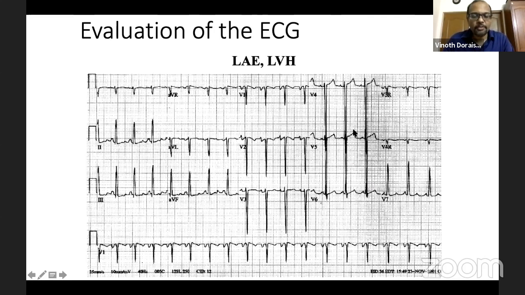So here is an example of an ECG. First I'll immediately take you to the biphasic wave in V1. You can see that in the biphasic wave in V1, the negative portion is much more prominent than the positive portion, and it is more than one small square. So this is a left atrial enlargement due to the increased negative portion of the biphasic P wave in V1.